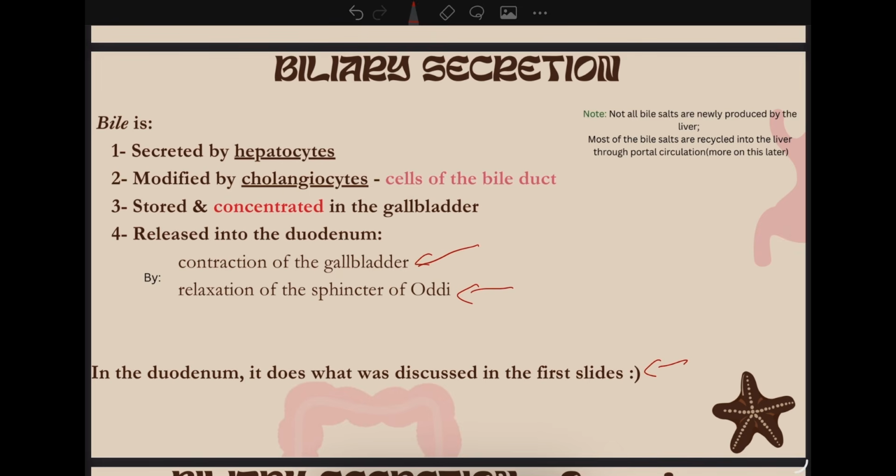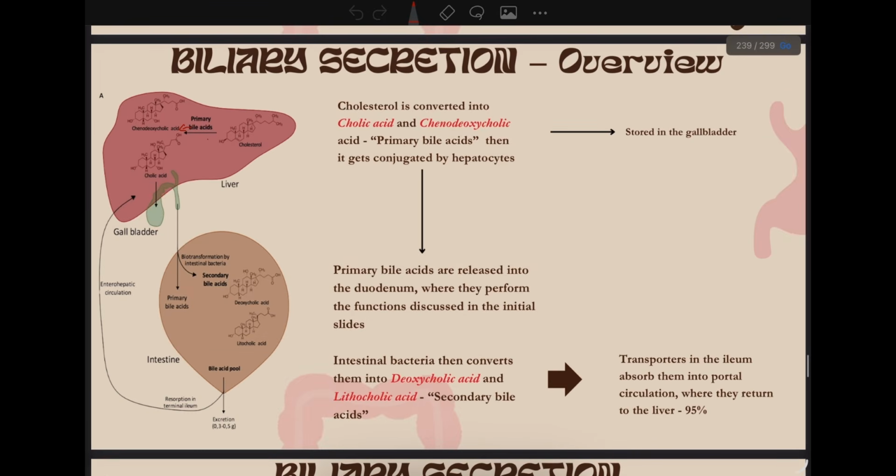Now, I want you to know that not all of bile will be newly made. Most of the bile that's secreted into the lumen, or into the duodenum, will then be reabsorbed in the ileum and in the colon. Like 95% of that will be reabsorbed, and it goes back into the liver, like recycling. So the liver only synthesizes the lost amount of bile that will be excreted to feces, and we will talk more about that later. This is just an overview.